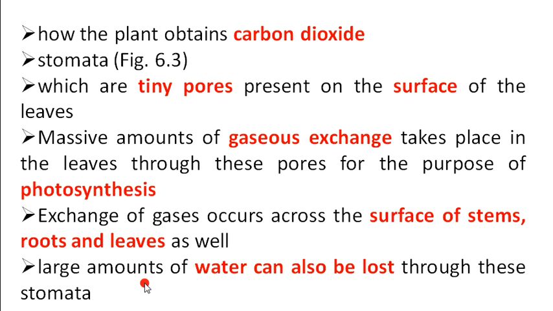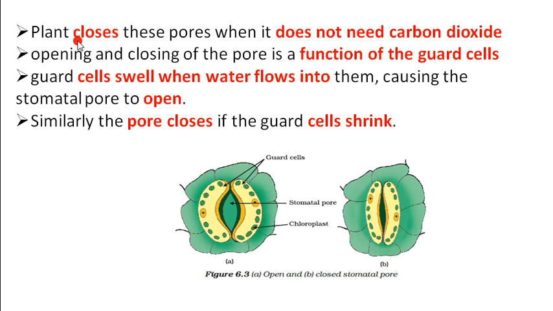Now a large amount of water can also be lost through the stomata. It is not necessary that the stomata always take in gases; a large amount of water will be lost. Lost means removed, released. So water is released by these tiny pores. Tiny means very little. Now, the plant closes these pores when it does not need carbon dioxide. That means when it needs carbon dioxide the pores will open, and when it does not need it they will close. So the plant closes the pores when it does not need carbon dioxide anymore.